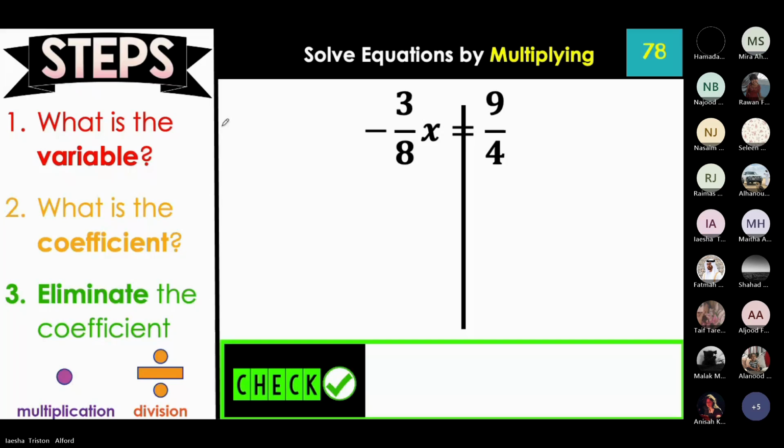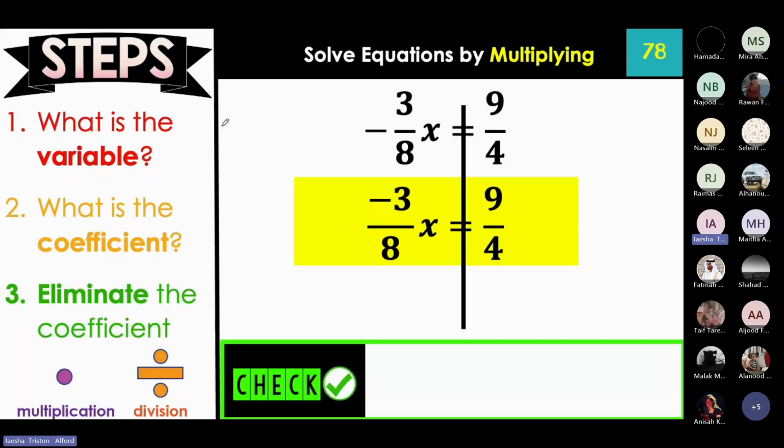With the negative, with the 8. My favorite place is to put it up. I like to put it up. If you put it down, okay, no problem. But for me, I like to put it up.